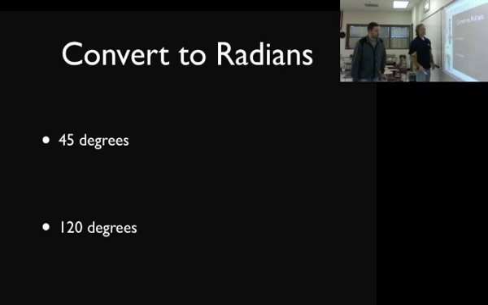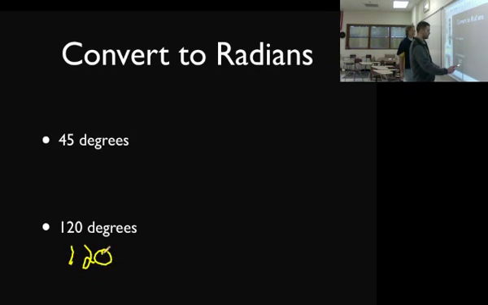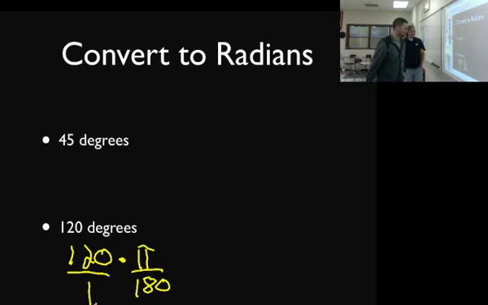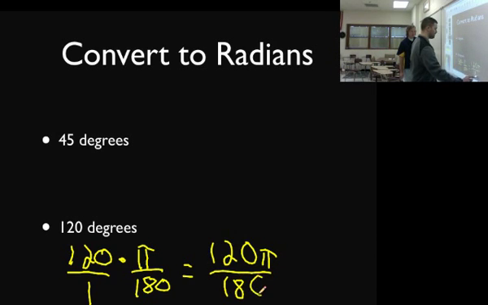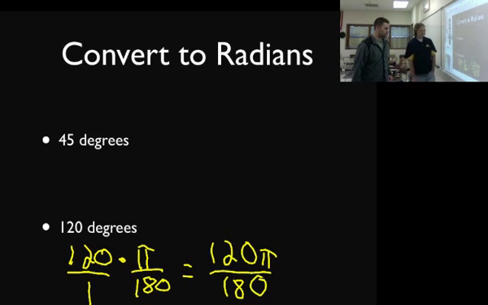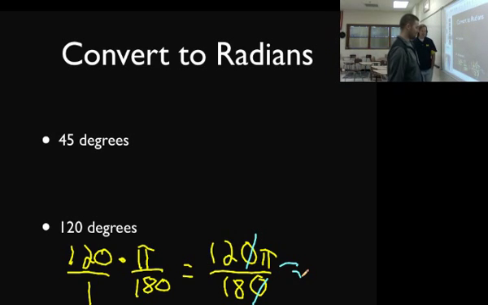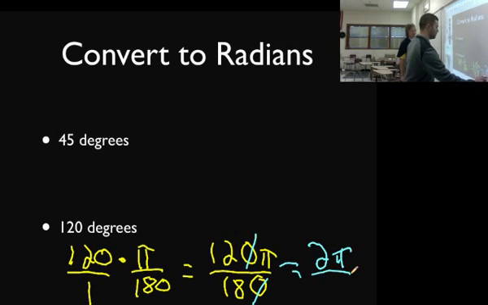All right, I'm going to do the same thing for 120. If I want to take 120 degrees and turn it to radians, I'm going to multiply by pi over 180. Remember that this is 120 over 1. So this is the same as 120 pi divided by 180, and let's reduce that. Can we take a 60 out of the top and the bottom? Then divide by 6. So this is going to be 2 pi over 3.